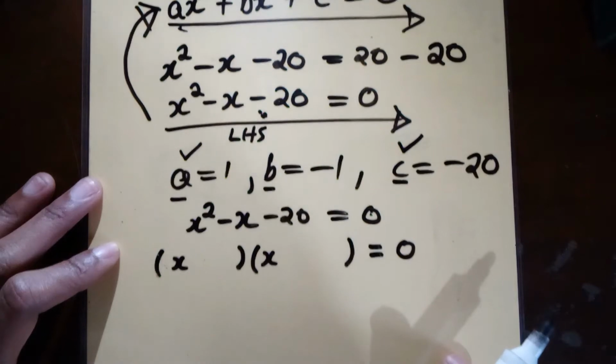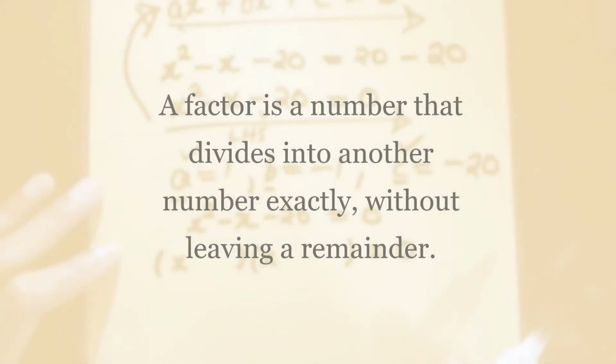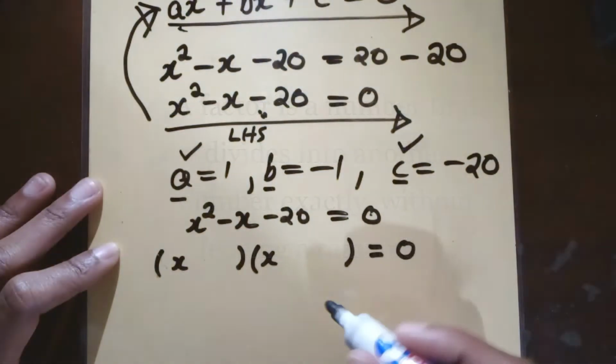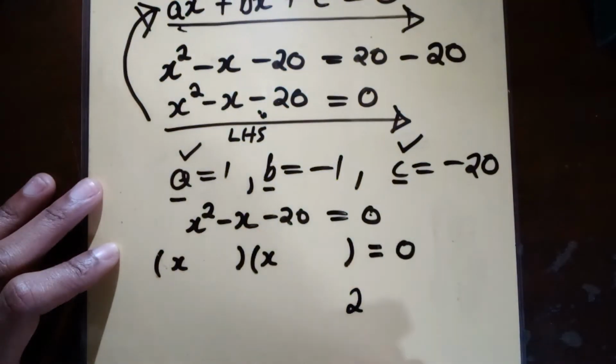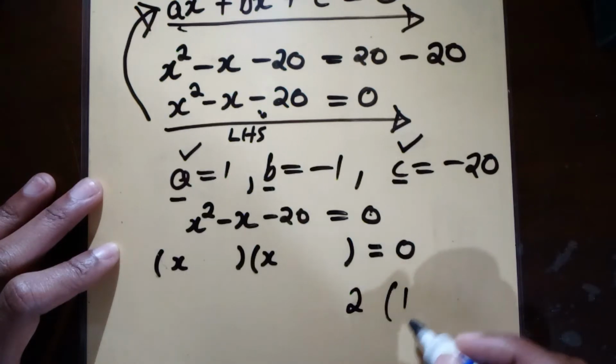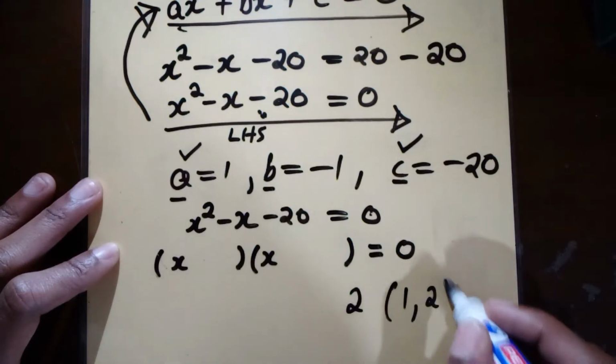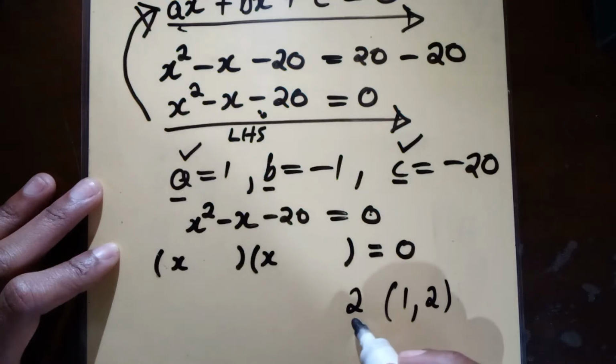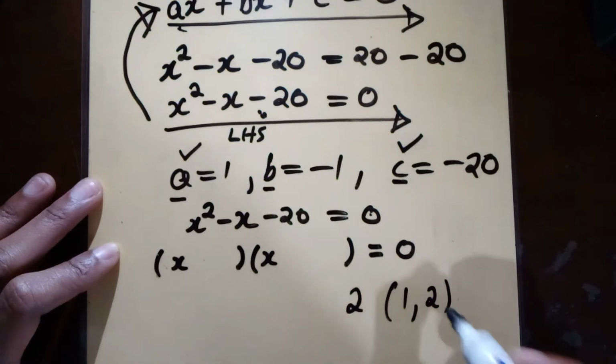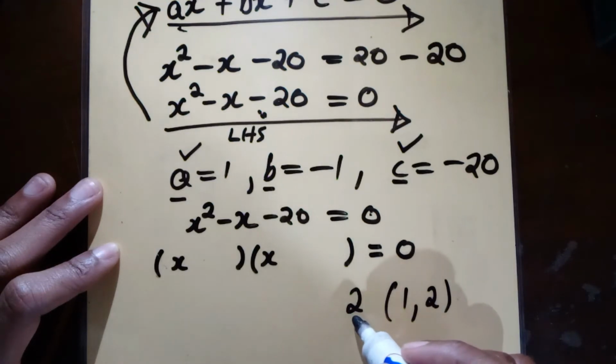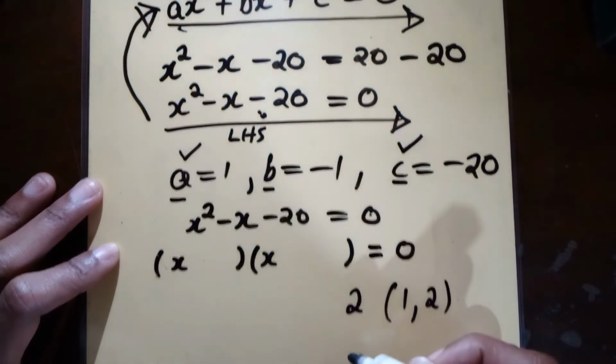But then let us revise the meaning of a factor. What is a factor? A factor is a number that divides into another number exactly without leaving a remainder. For example, if you take 2, the factors of 2 would be 1 as well as 2. 1 divides twice into 2, it doesn't leave a remainder. 2 divides once into 2 without leaving a remainder.